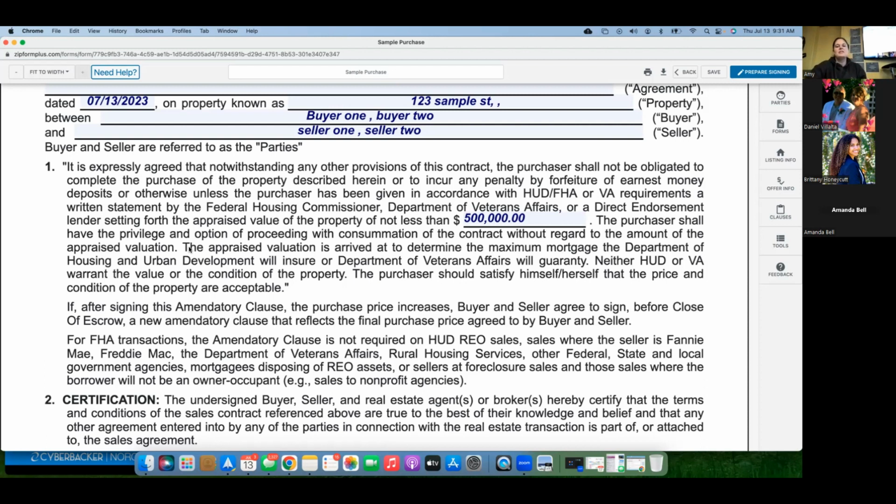The appraised valuation is arrived at to determine the maximum mortgage the Department of Housing and Urban Development will insure, or the Department of Veteran Affairs will guarantee. Neither HUD nor VA warrants the value or condition of the property. The purchaser shall satisfy himself or herself that the price and the condition of the property are acceptable.